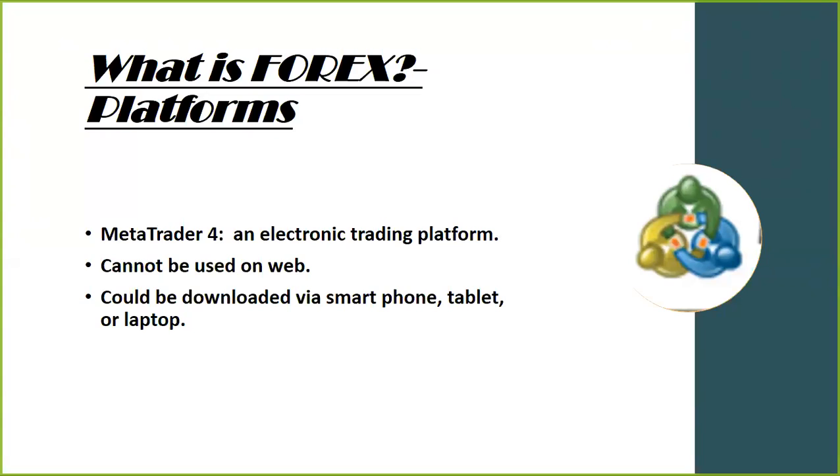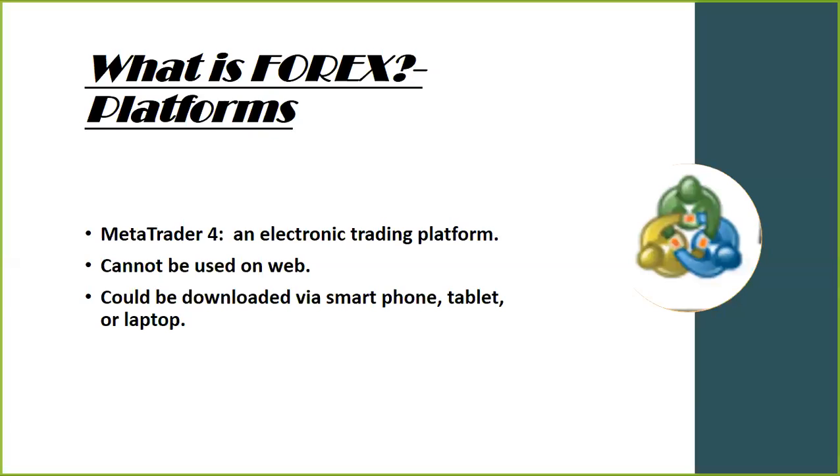Just to see what pairs are going up or down, what stocks are going up and down. It's pretty simple when I talk about platforms. A very popular platform is called MetaTrader 4. A lot of people like to use MetaTrader 4 to trade. It's an electronic trading platform, so you can download it on your smartphone, your tablet, or your laptop, but you cannot use it on the web. You cannot type in www.MetaTrader 4 and then view the market from there and use the tools like you can here.